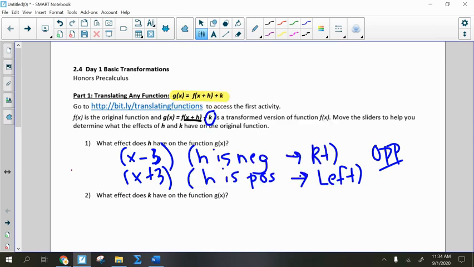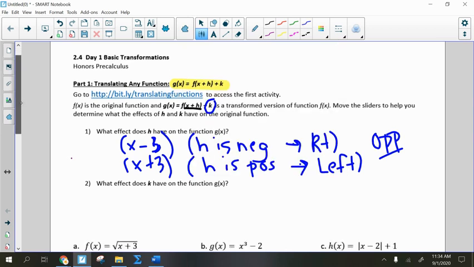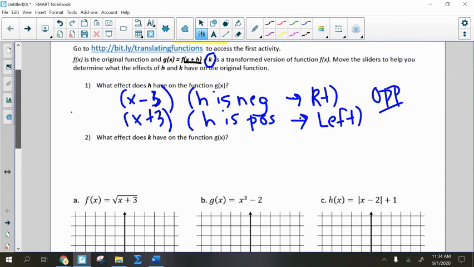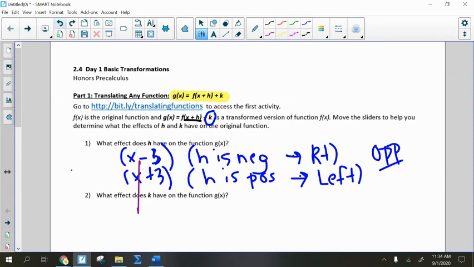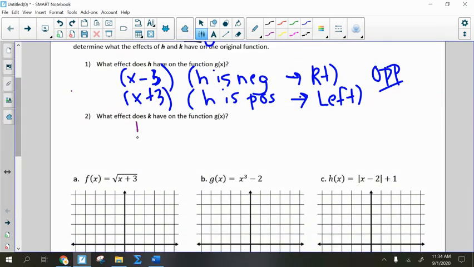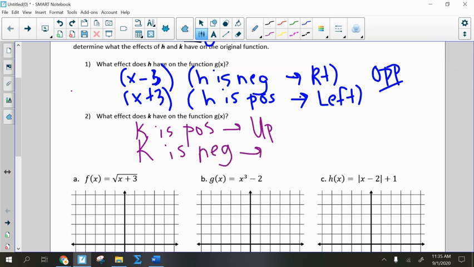Okay, so now let's think about the K's. If K is positive, it's going to kind of do what you think. The graph is going to move up. And if K is negative, then the graph is going to move down.